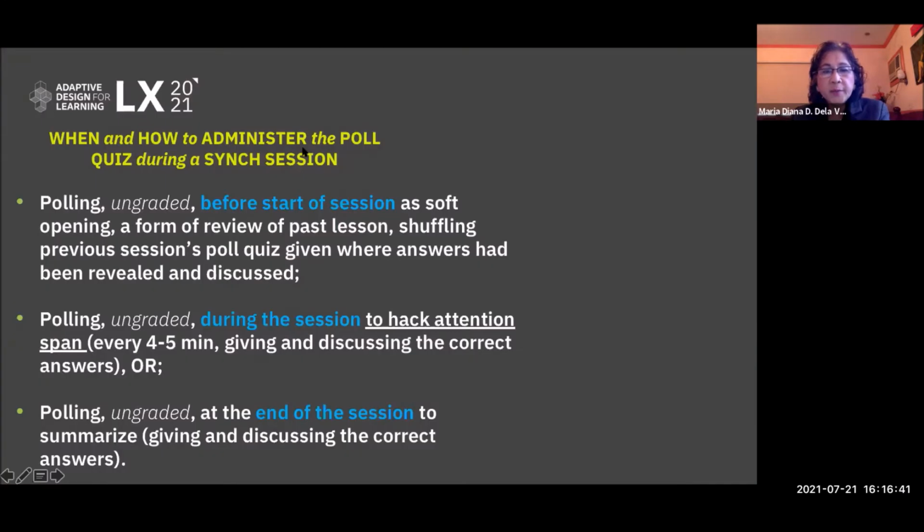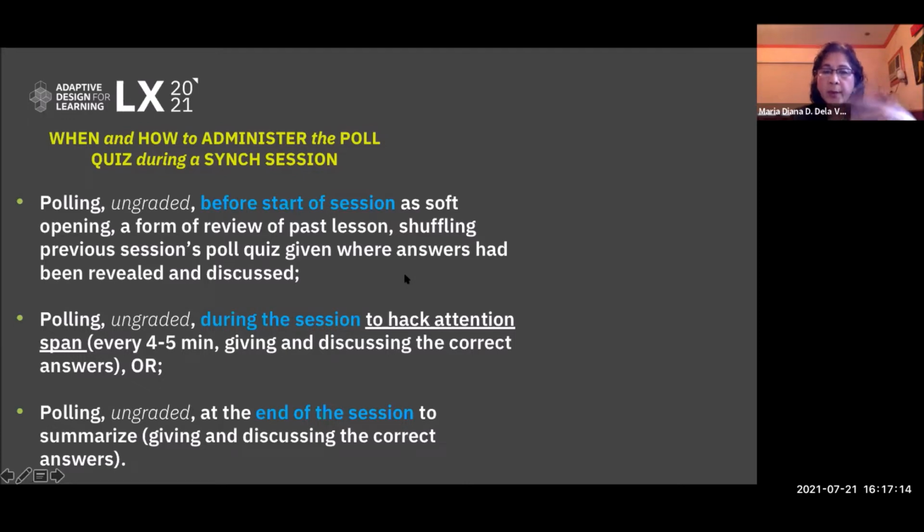When and how to administer the poll quiz during a sync session. There are 3 ways to administer it: before the start of the session, during the session, or at the end of the session. If it is launched before, all of these are ungraded. If it is launched before the start of the session, it becomes a soft opening, a form of review of the past lesson, shuffling previous sessions' poll quizzes where answers had been revealed. So it becomes a review.